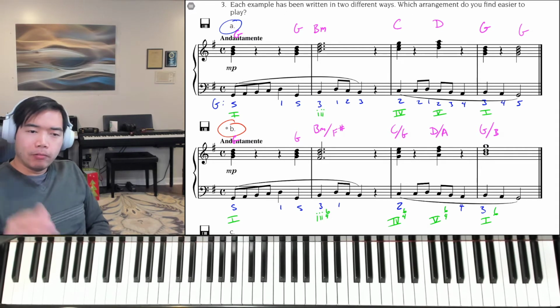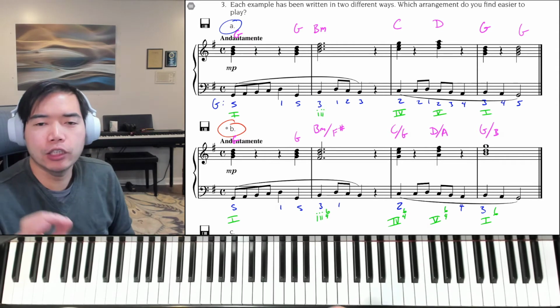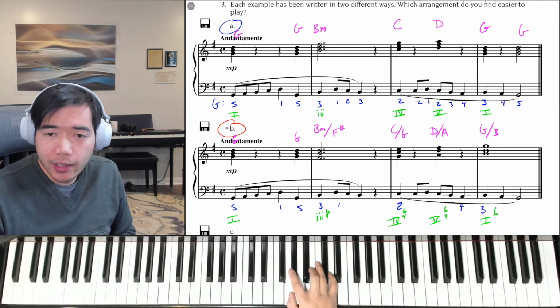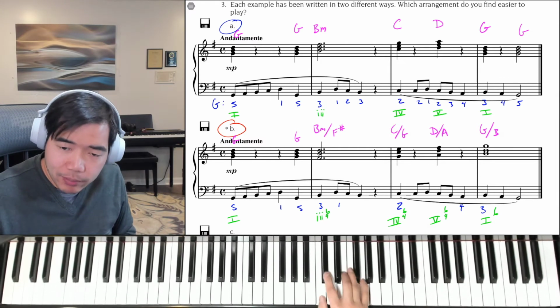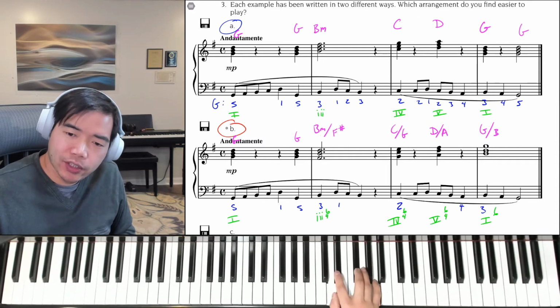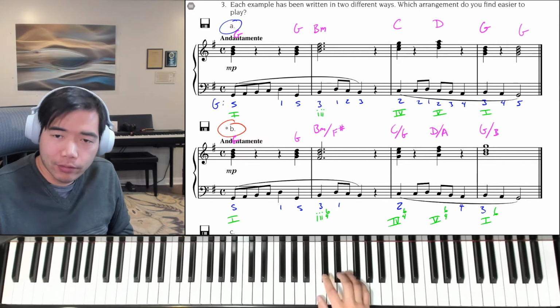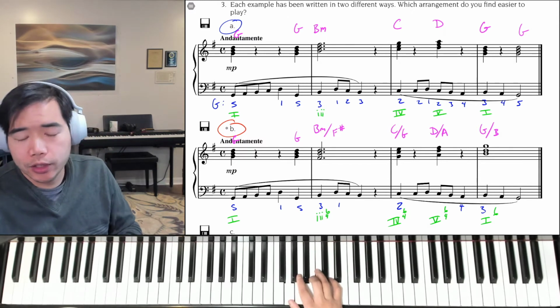So now let's play the right hand. We'll start off playing example A. Notice in example A, everything is in root position. So we start on a G major triad, and we go up to B minor, which has an F sharp, then up to C major, then D major, and then back to G major. And everything is just 1, 3, 5, 1, 3, 5, 1, 3, 5, 1, 3, 5, 1, 3, 5 as far as fingering is concerned.